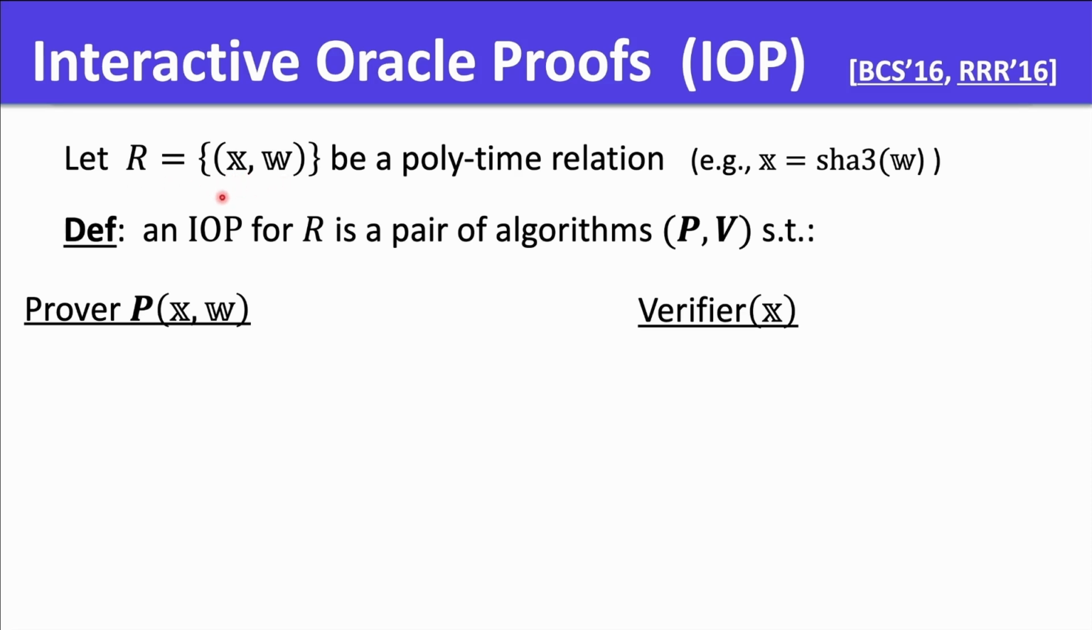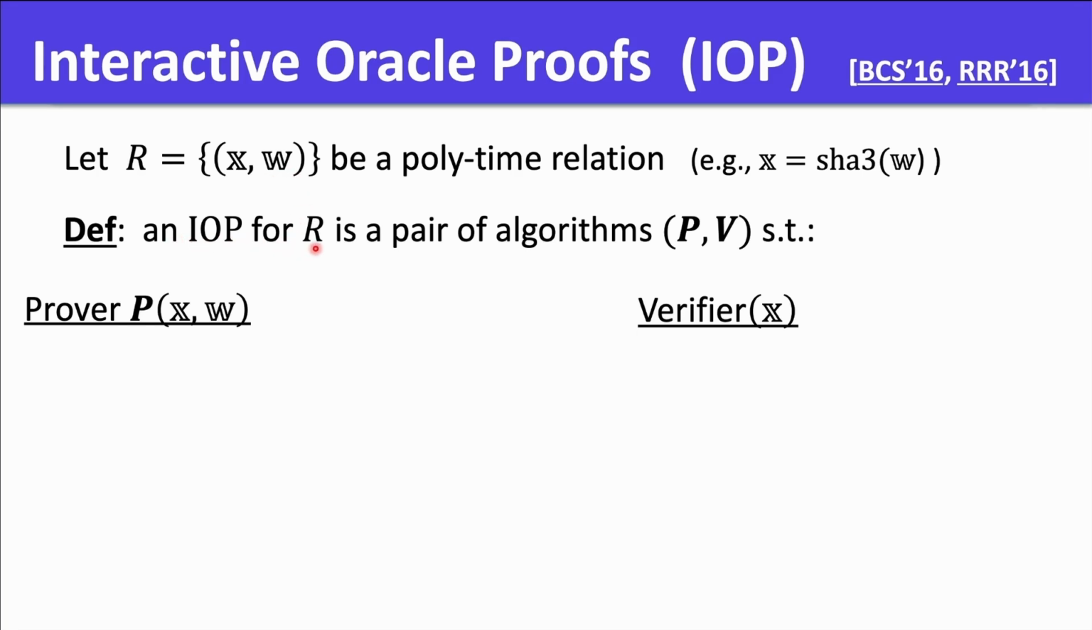X is often called the instance, W is called the witness. For example, just to think of one simple relation, suppose X is equal to the hash of W would be one example of a relation, but you can think more generally of maybe X is some commitment and W is an opening of that commitment, and we'll say that they're in the relation if in fact W is a valid opening of X. So the only property we care about is that this relation is polynomial time computable, which means that given X and W, there's an efficient algorithm to test whether X and W are in the relation.